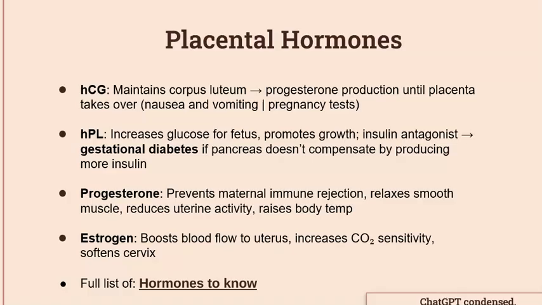HPL, or human placental lactogen, increases the glucose for the fetus and promotes growth, along with human growth hormone and cortisol. So it's an insulin antagonist in women. It decreases maternal metabolism of glucose to favor fetal growth. Most of the time, the pancreas compensates by increasing the insulin production in the woman. But in women who can't meet that increased need for insulin production, they have an altered carbohydrate metabolism and end up with hyperglycemia or gestational diabetes.